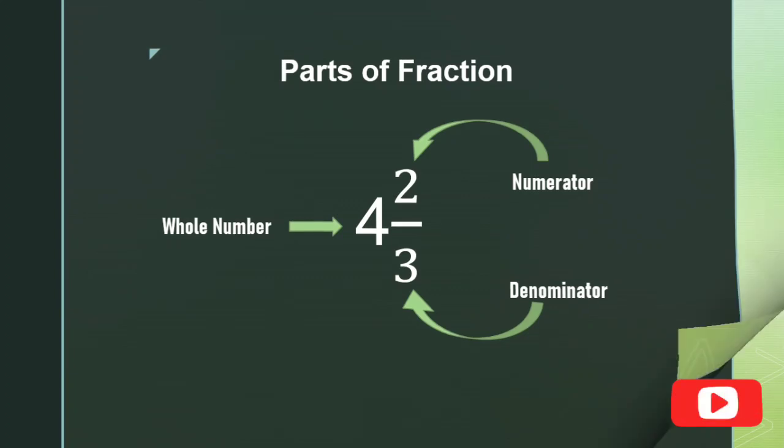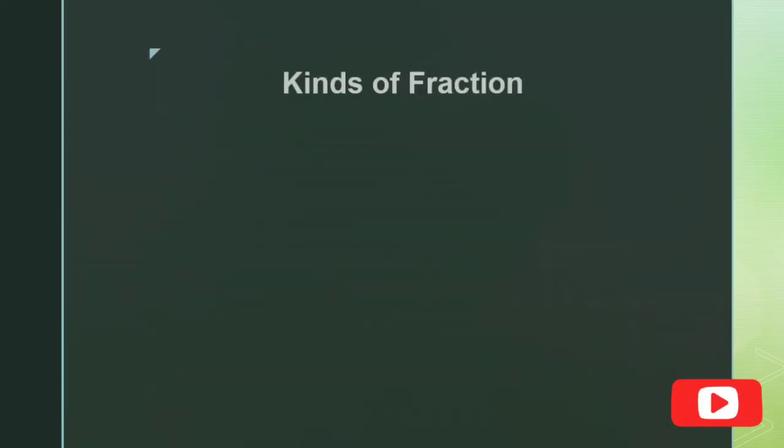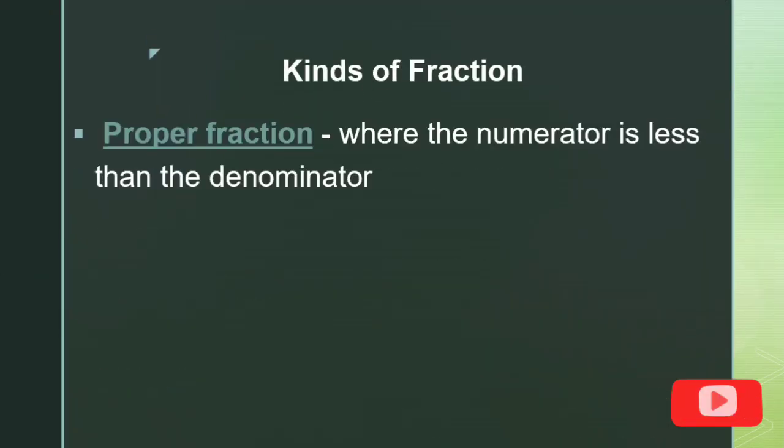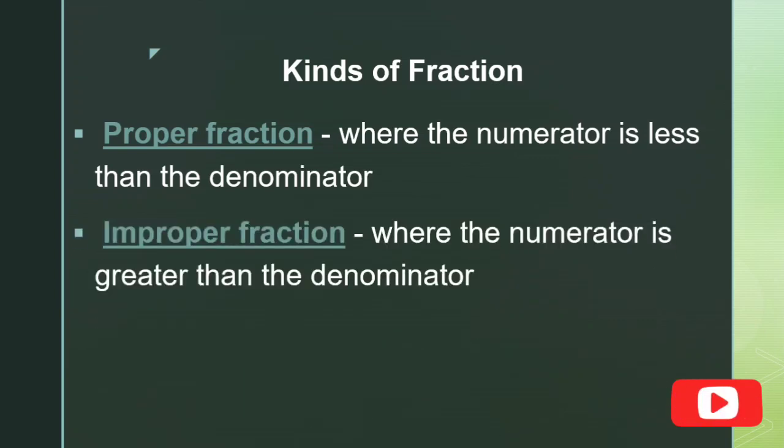Okay? So, meron din tayo dyan the kinds of fractions. So, first of that is what we call proper fraction. So, pag sinabi natin proper fraction, ito yung arrangement where the numerator is less than the denominator. For example, meron tayo yung 1/2. Okay, si 1 is the numerator and 2 is your denominator. So, mas maliit si numerator kumpara kay denominator. So, yun yung proper fraction.